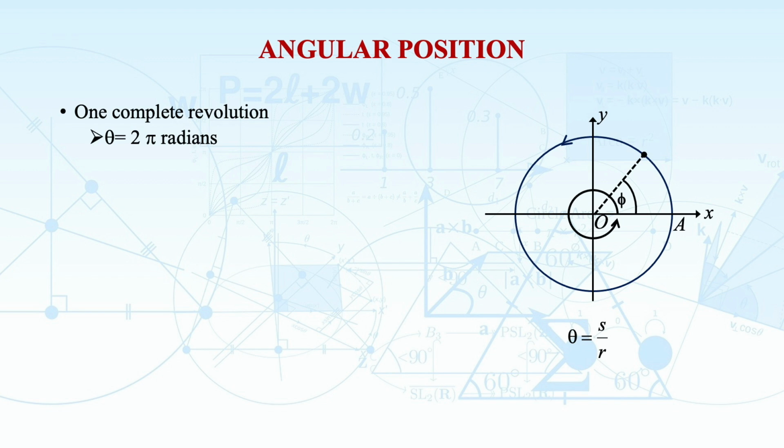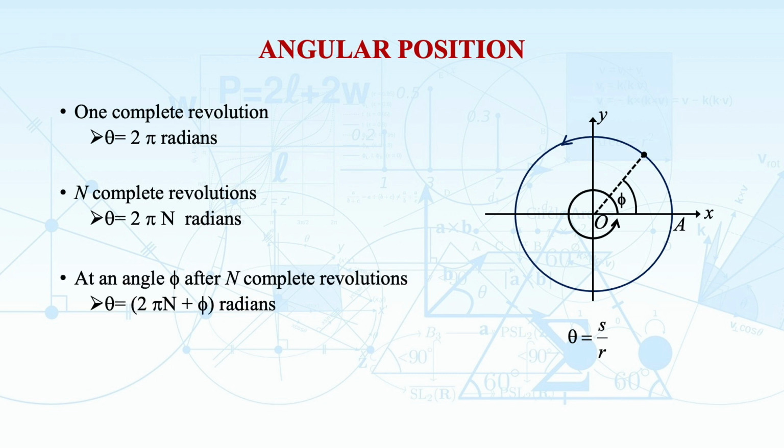Now, as I have explained, one complete revolution is 2 pi radians. What if the particle makes 2 complete revolutions? Then the angular position is 4 pi, which is 2 pi into 2. So basically, if you do n complete revolutions, the angular position will be 2 pi n. After completing n revolutions, if the particle comes to a stop at a position given by phi, which is the angular position with respect to the reference axis, then the actual angular position will be 2 pi n plus phi, as you can see in this particular slide.